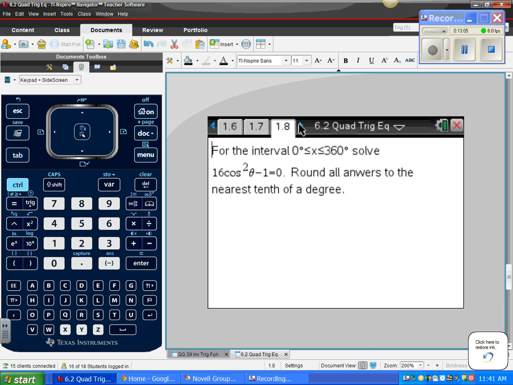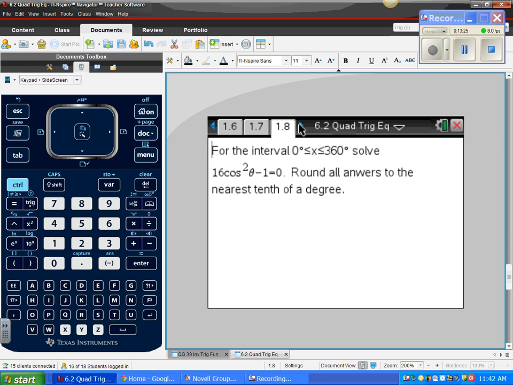Okay, little bit harder now. Now, I want you to think about what I just got done telling you. You're going to have different types of factoring. You're going to have GCFs. You're going to have special rules. Special things happen with special type of factoring. You have 16 cosine squared theta minus 1 equals 0.